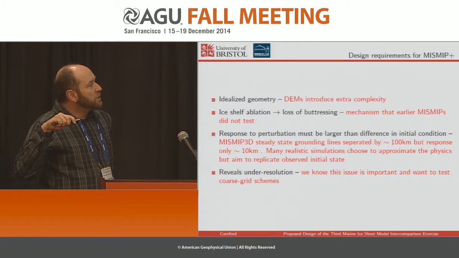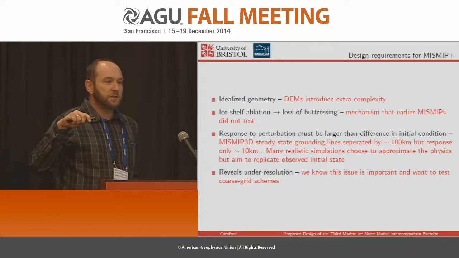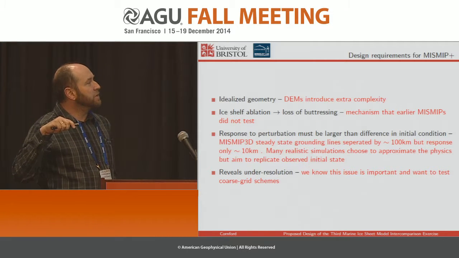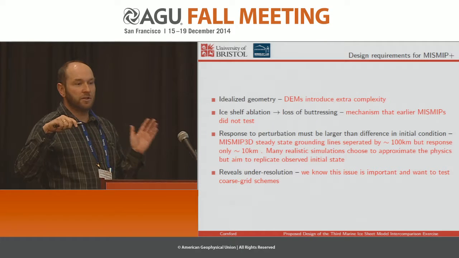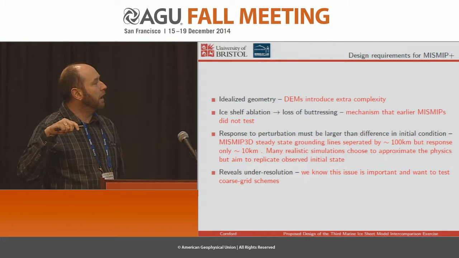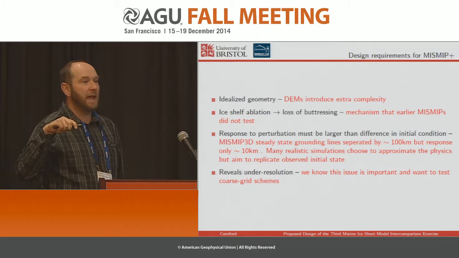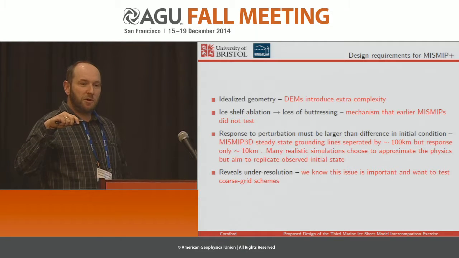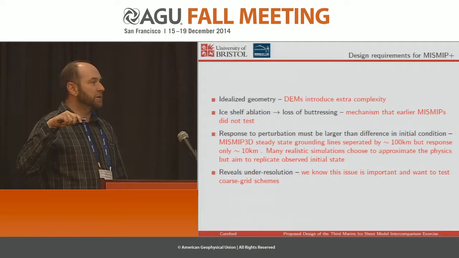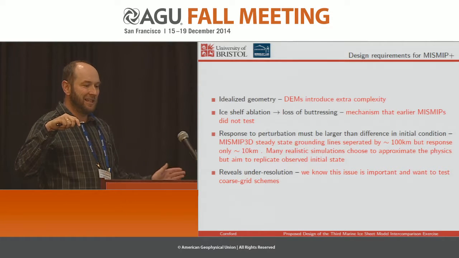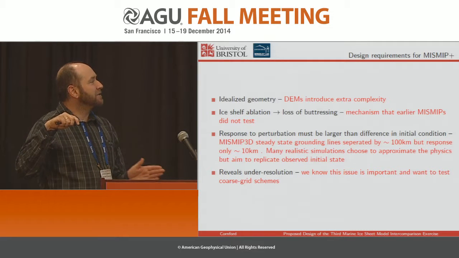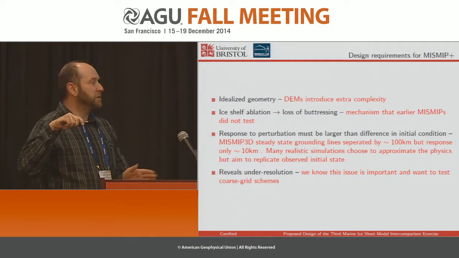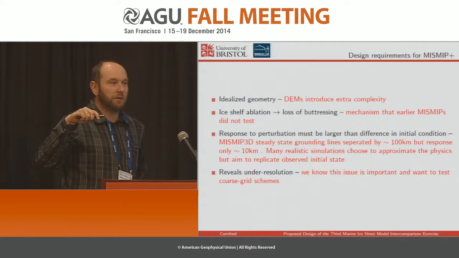And something else, the response to the perturbation we see needs to be larger than the differences in conditions. So one of the things that turned out to be the case in the last exercise, MISMIP 3D, the steady state grounding lines from, say, the Stokes models and the shallow shelf models were separated by about order of 100 kilometres. It was about 80 kilometres. But the response to the perturbation that was applied to them was of the order of 10 or 20 kilometres. So the Stokes model never advanced as far as the steady state of the shallow shelf approximation, even when it was perturbed at the maximum. So it was difficult to interpret some of the results of that.